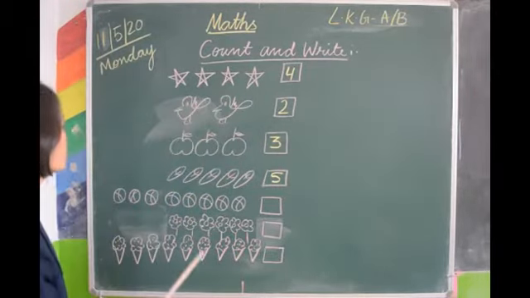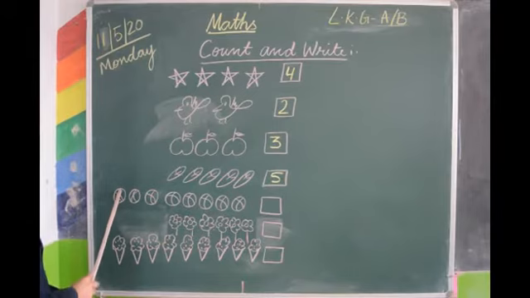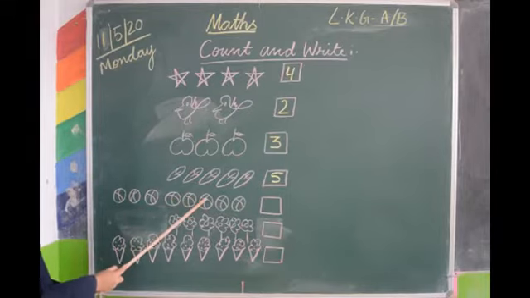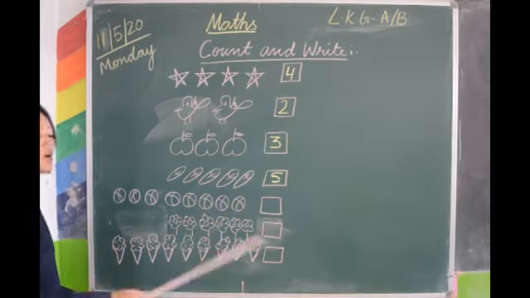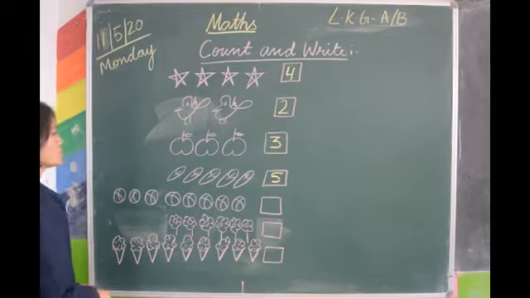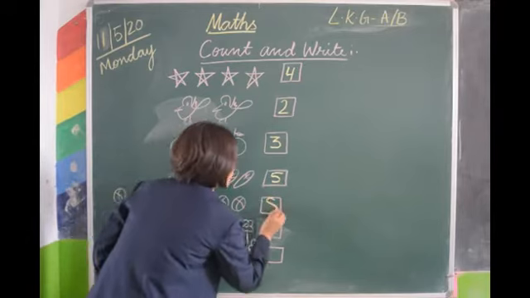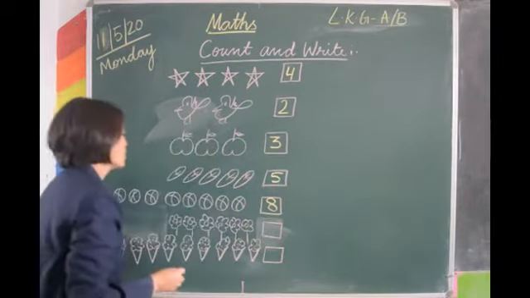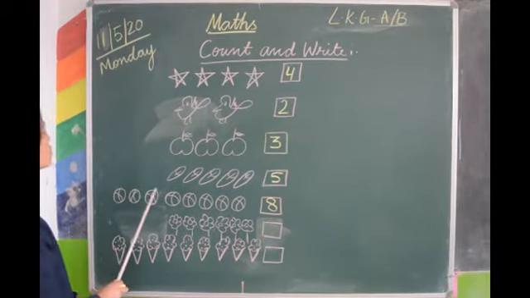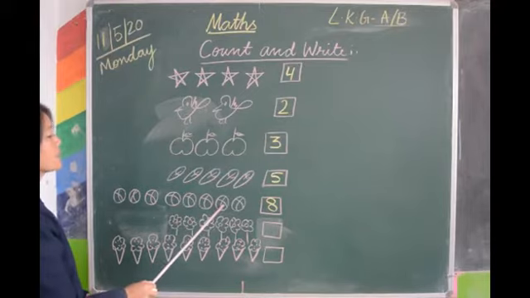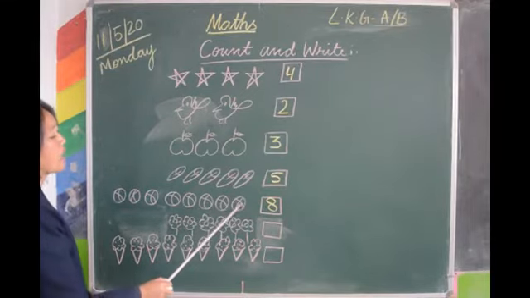Now here how many balls are here? Let's count. 1, 2, 3, 4, 5, 6, 7 and 8. So there are how many balls? There are 8 balls. So we have to write 8 inside the box. We'll count once again. 1, 2, 3, 4, 5, 6, 7 and 8. So there are 8 balls.